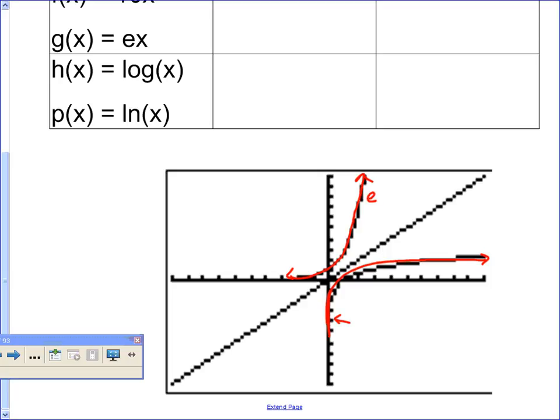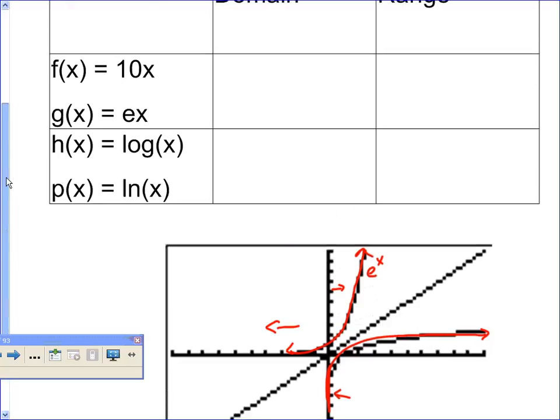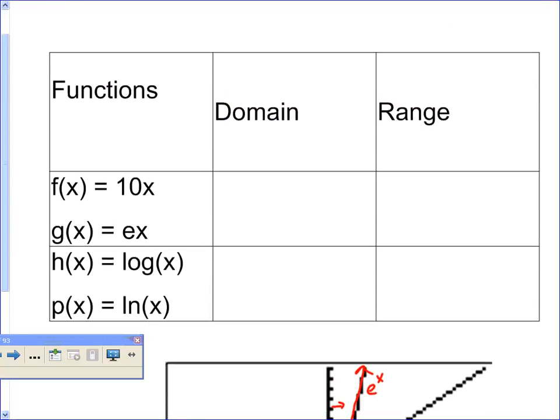So let's work with e to the x here first. What would the domain of e to the x be? The domain, well, it goes forever to the left and forever to the right. So it looks like the domain of e to the x is going to be all real numbers. Okay, and that's also the case for 10 to the x, and these should be exponents here. That should be 10 raised to the x, and this should be e raised to the x. So the domain is going to be all real numbers.